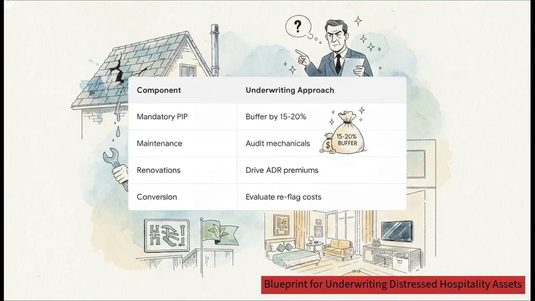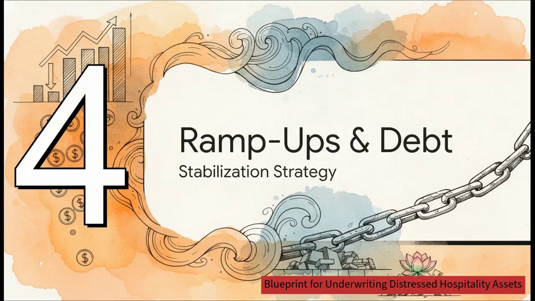But I want to draw your attention to the mandatory brand PIP. You absolutely must obtain official brand inspection reports to price this. And here is a crucial pro tip. Always buffer your estimates by 15 to 20%. Why? Because brand inspectors, they magically always find a surprise update you have to pay for, right at the last minute. Section 4, realistic ramp-ups and debt.